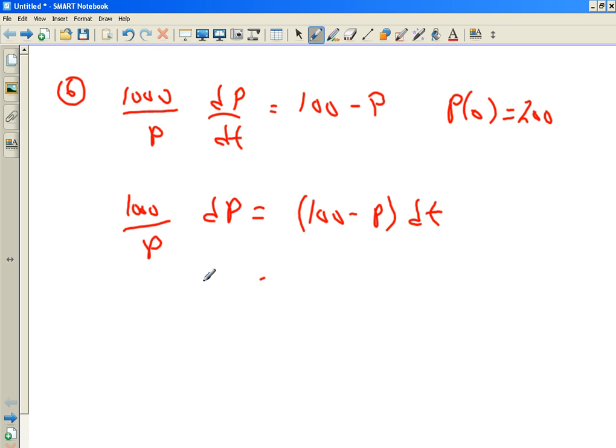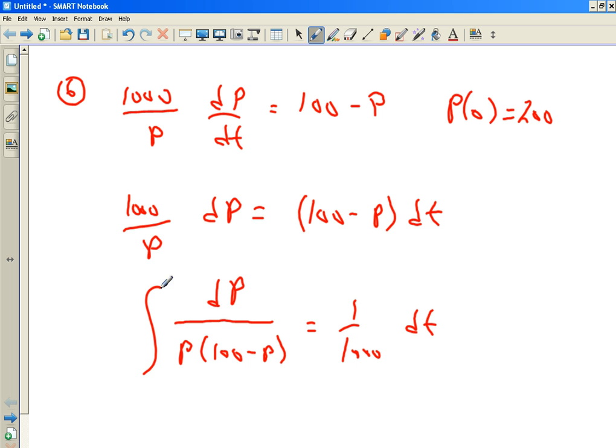Divide also, right? You don't have to, but it'll become easier later on, so I might as well. dp over p times 100 minus p is equal to 1,000th of dt. Now both sides are integrable, aren't they? You can leave the constant multiplier inside the integrand or outside, doesn't matter. The question is, how do you integrate the left side? The right side's easy, right? What do you get on the right side? t over 1,000 plus a constant, right?